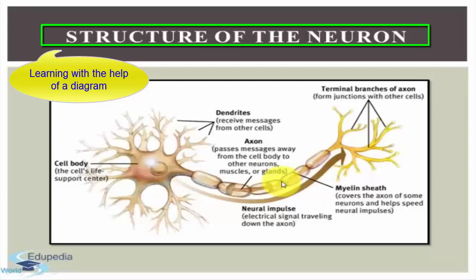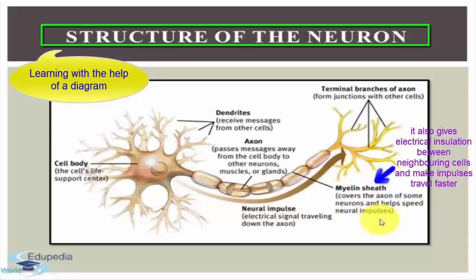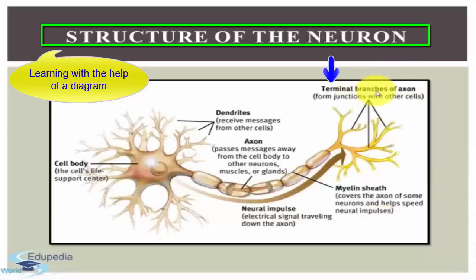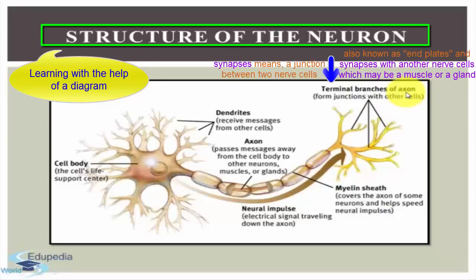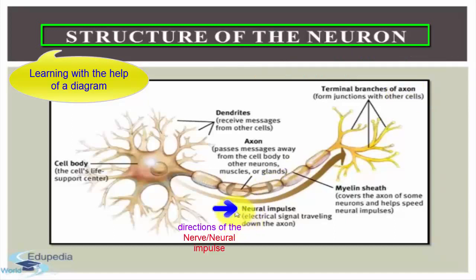Then we have learnt about the myelin sheath. It is the fatty sheath which is made up of myelin. It covers the axon of some neurons and helps to speed the neuron impulses. Also, it gives electrical insulation between neighboring cells and makes impulses travel faster. Then, the terminal branches of axon. These are also known as the end plates, which synapse with another nerve cell, a muscle, or a gland. And this is the direction of the nerve impulse or the neural impulse, an electrical signal traveling down the axon.